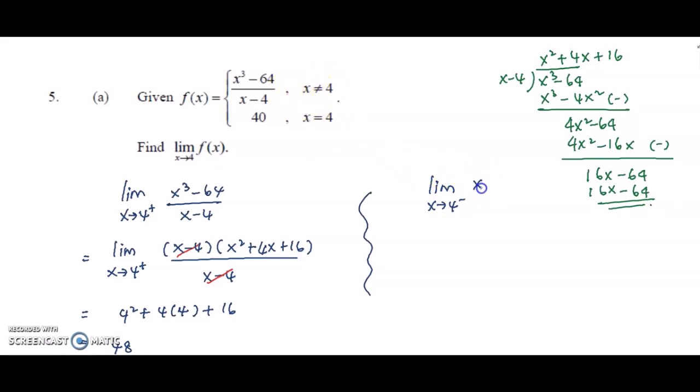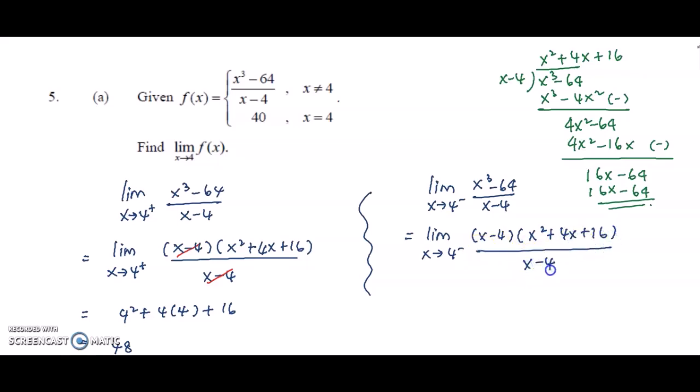So you will take this function as your x cubed minus 64 over x minus 4. We do not need to do the long division a second time because we did it just now. For x cubed minus 64, you can just substitute what you did just now. You just put in your factorized form divided by x minus 4. Again, do the same thing. Cancel off the x minus 4 and substitute the 4 inside. Now you get 4 squared plus 16 plus 16. Again, you have your 48.